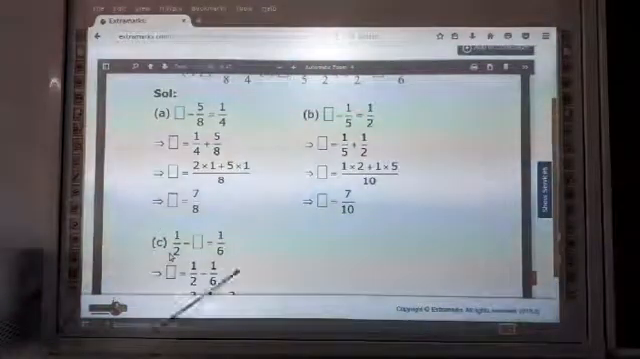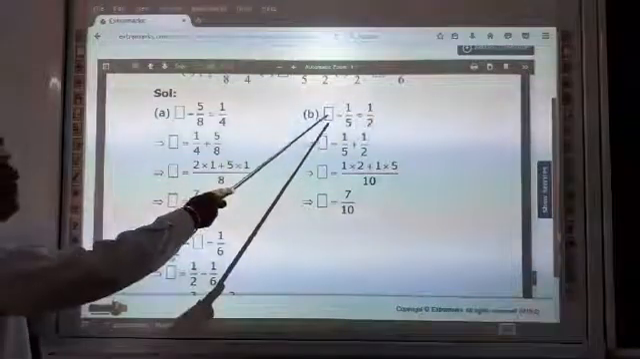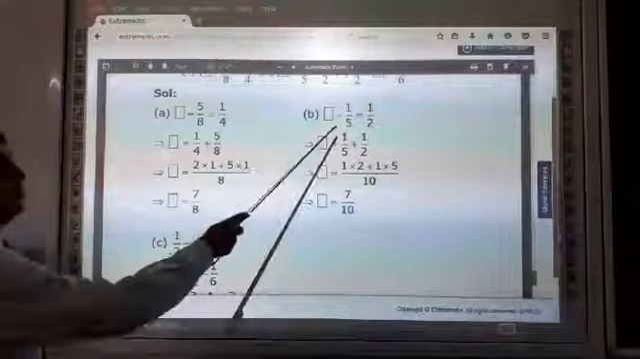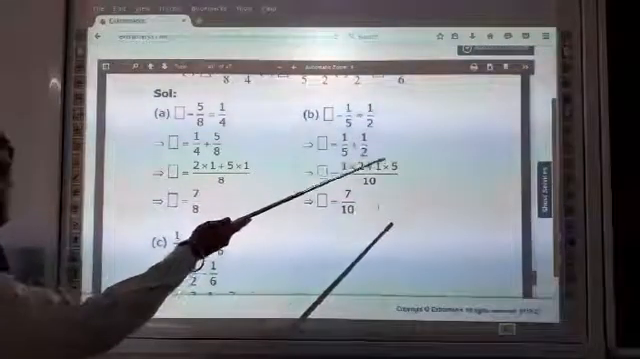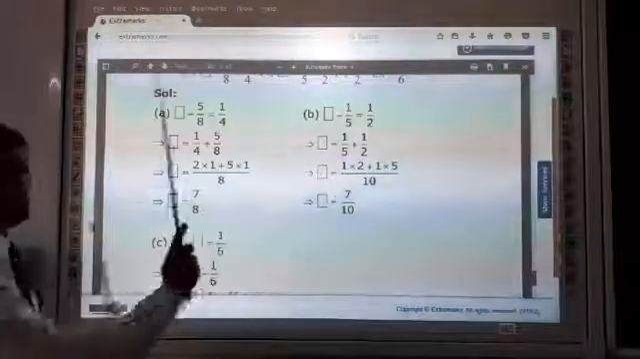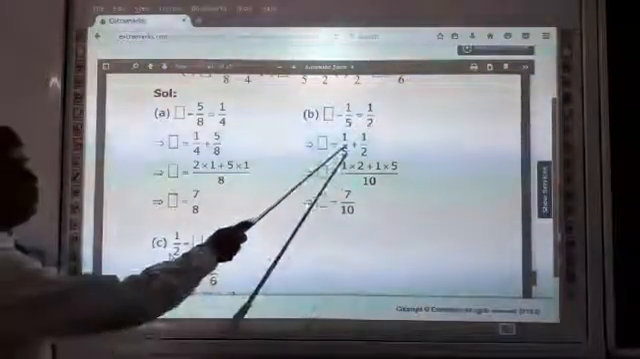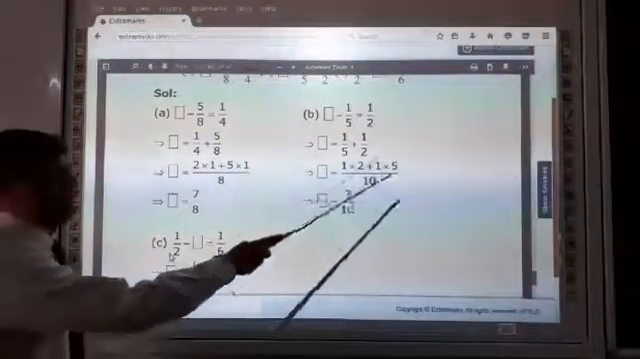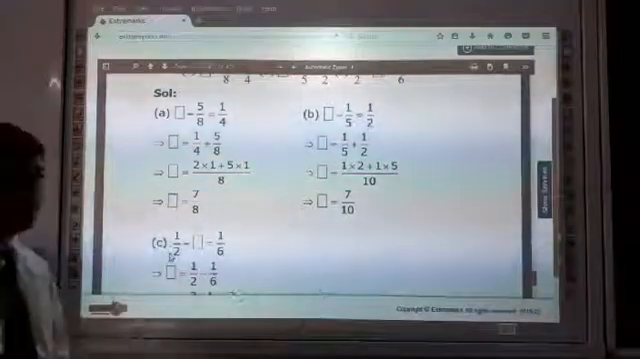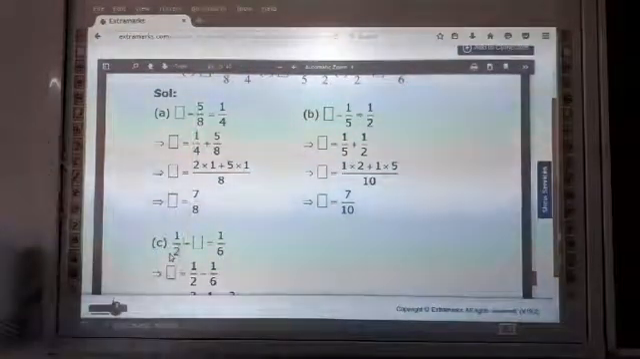Okay, now next B part: blank box minus 1 by 5 is equal to 1 upon 2. This term is transposed to the right side: 1 upon 5 plus 1 by 2. LCM is 10. 5 twos are 10, 2 ones are 2, plus 2 fives are 10, 5 ones are 5. 2 plus 5 is equal to 7 upon 10. The value of the box is equal to 7 upon 10.